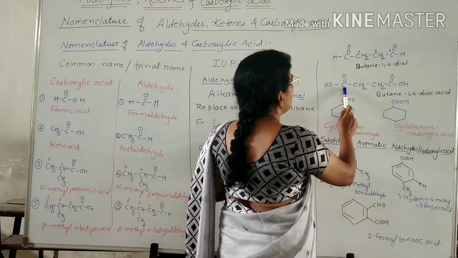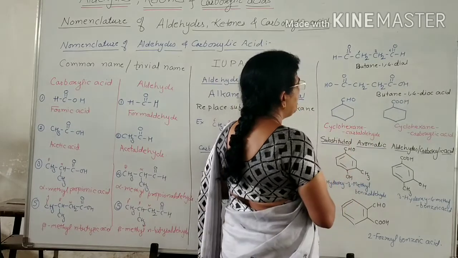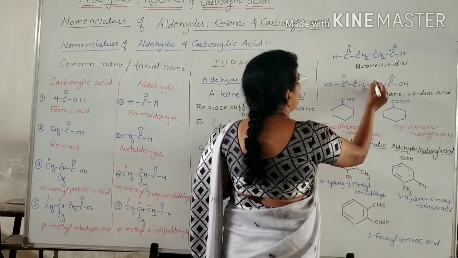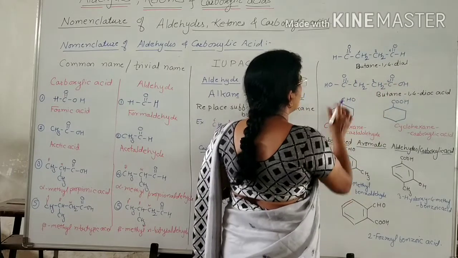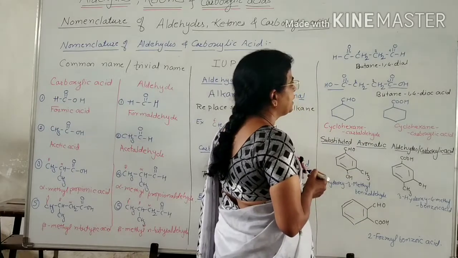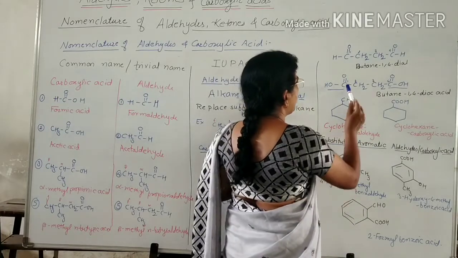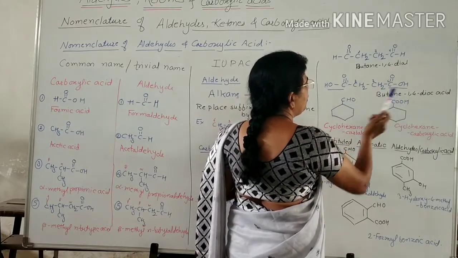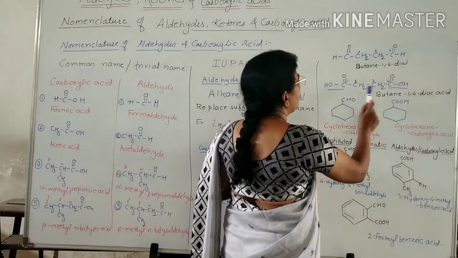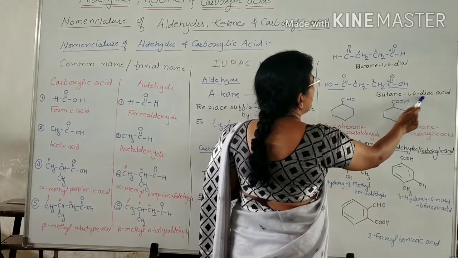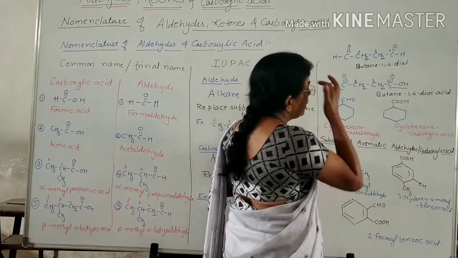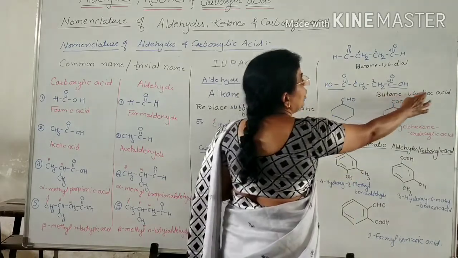Now next for carboxylic acid. Now here there are 4 carbon atoms, and at 1 position, 1, 2, 3, 4, 1 and 4 position there are 2 COOH groups, that is carboxylic acid groups. Now parent alkane is butane. Write butane as it is. Don't remove E. Butane 1, 4. Di stands for 2. Di-OIC acid. Butane 1,4-dioic acid.